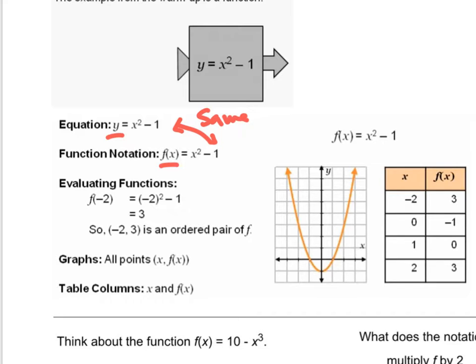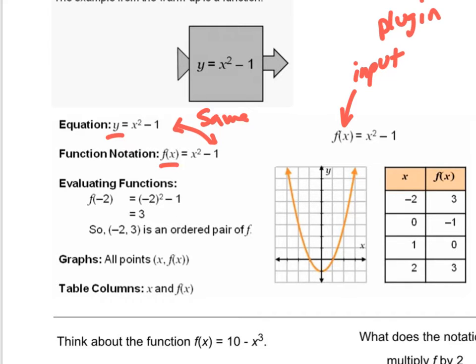So then here's what you do, okay? This part right here, the x, this is your input. That's where you put in your x value. When you say input, that means plug in, like plug in that value.